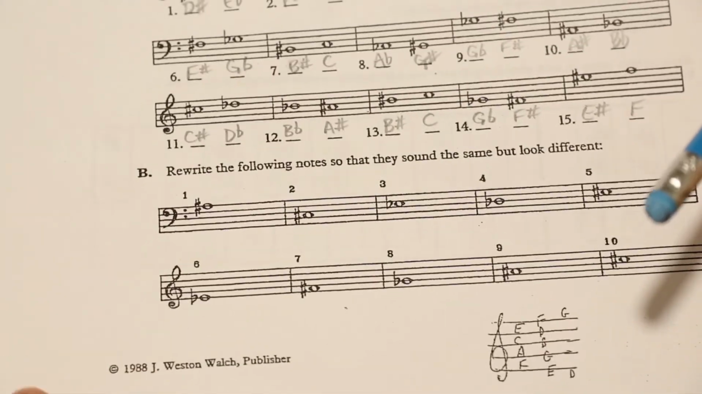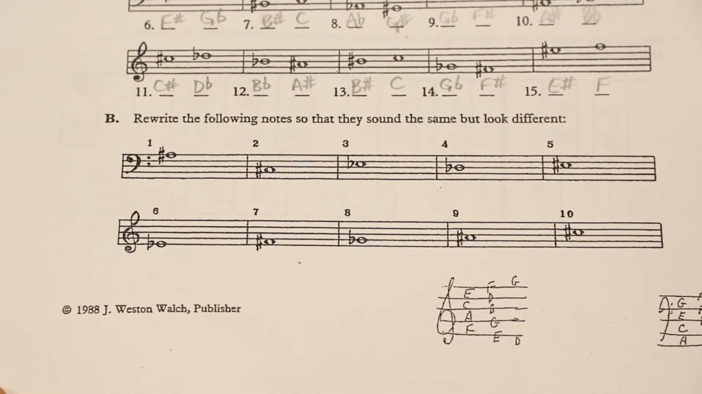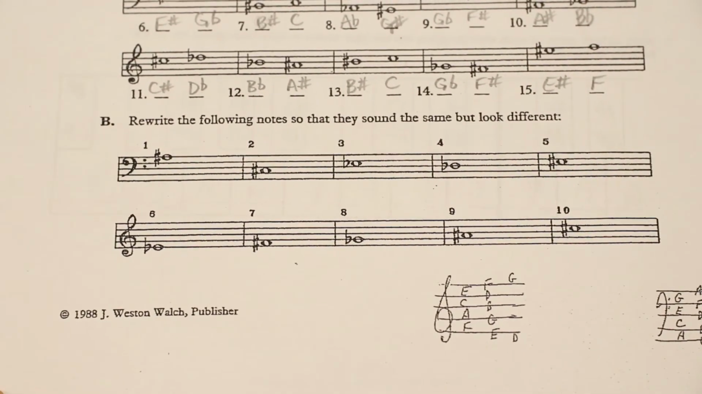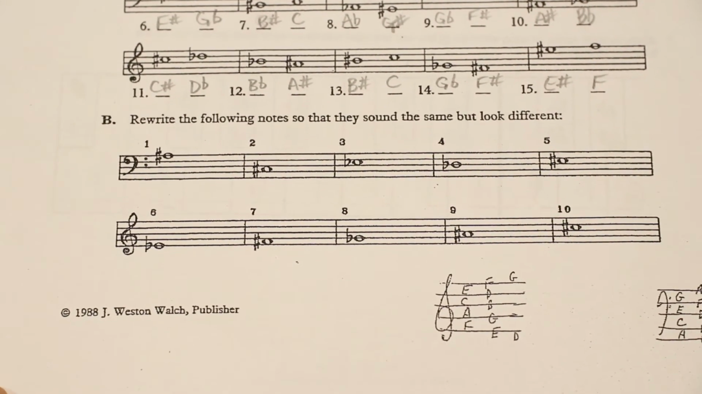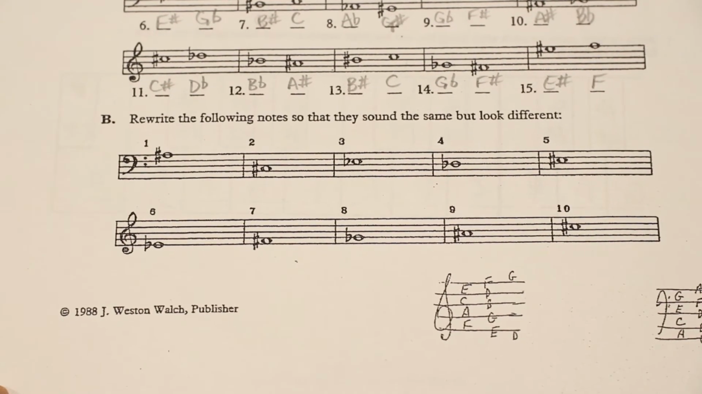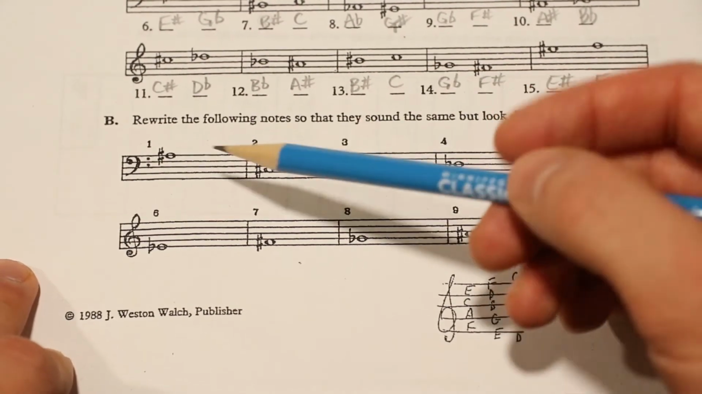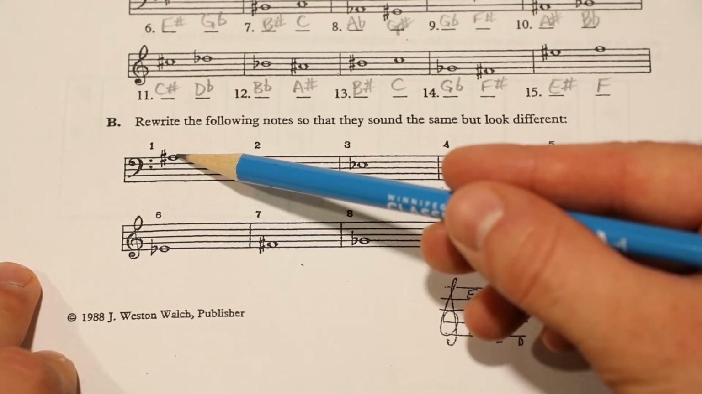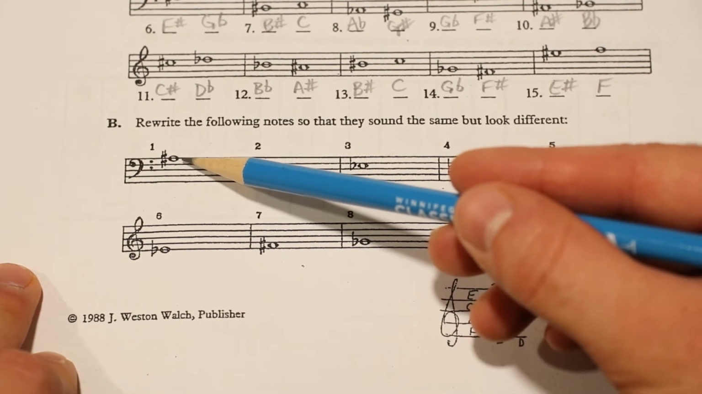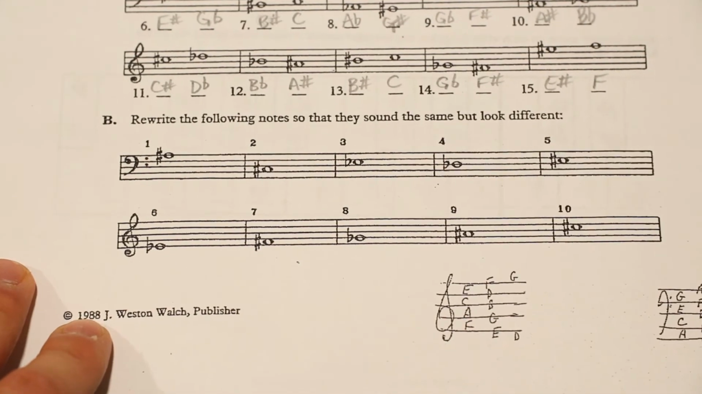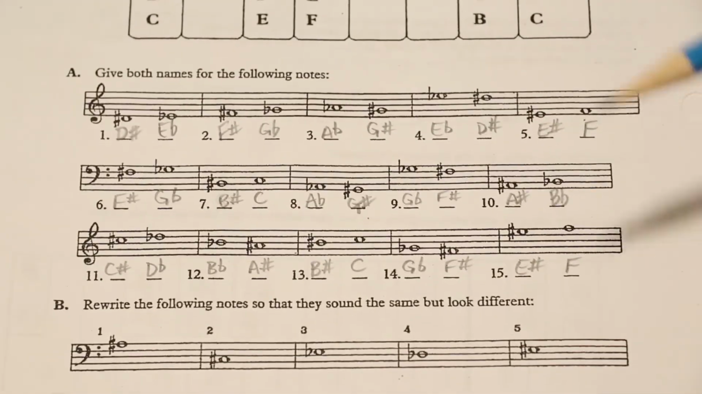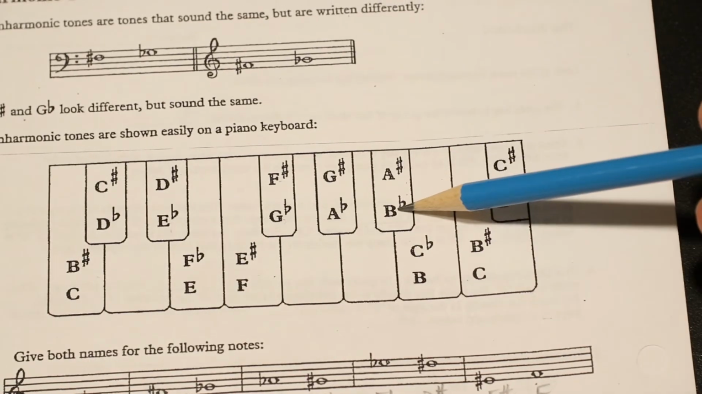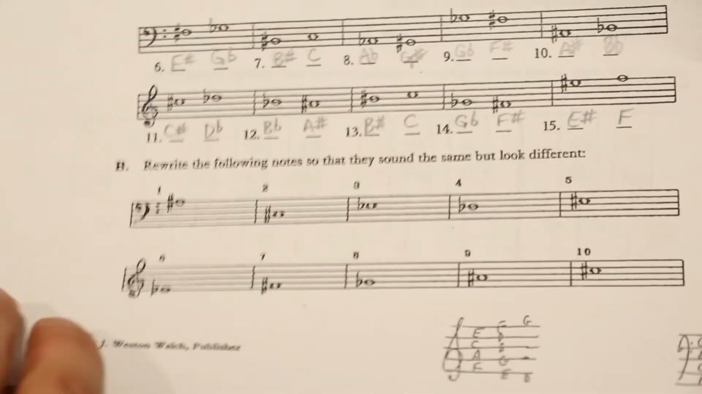Okay, so let's do the last one, which is B, which says, rewrite the following notes so that they sound the same but look different. Essentially, it's telling you, write the enharmonic equivalent as a note. So let's try this first one. We first realized that this is an A, but it has a sharp. We're in bass clef here, so it's an A sharp. So if we're not sure how to do it, we look at our keyboard and say A sharp. Okay, that's the same as B flat, so we need to write a B flat.